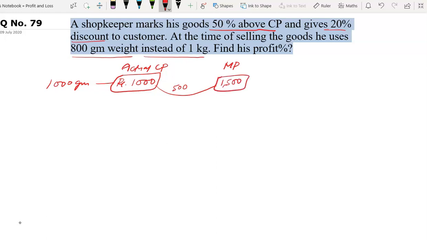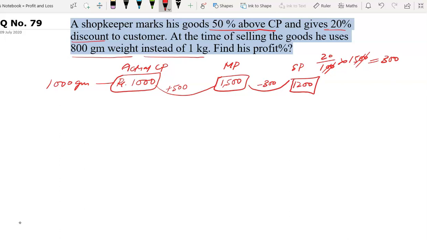Now he gives 20% discount to customer. 20% of 1500 will be how much? 300. So 300 is discount. So his selling price will be how much? 1500 minus 300 will give us 1200. So 1200 is our selling price.